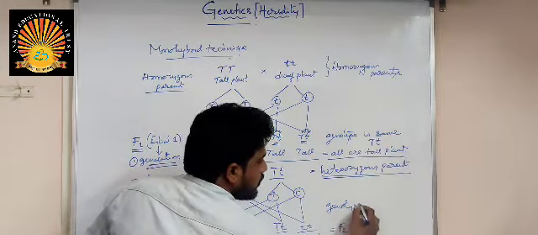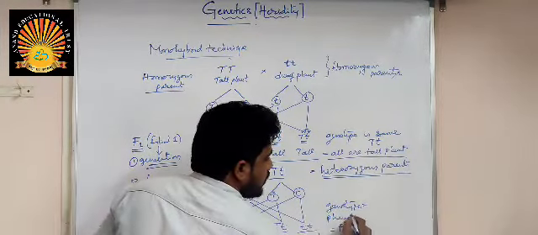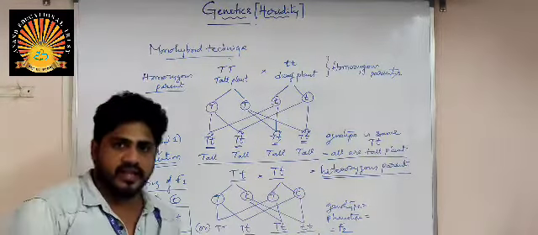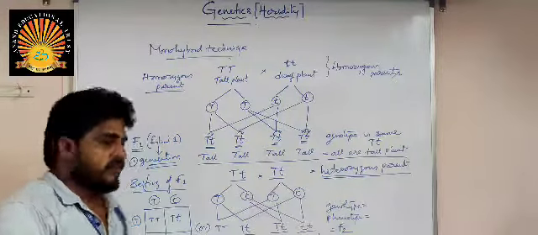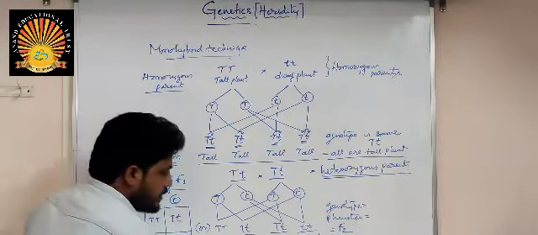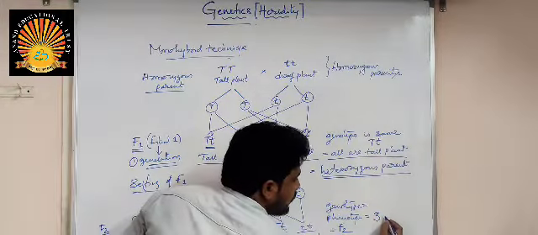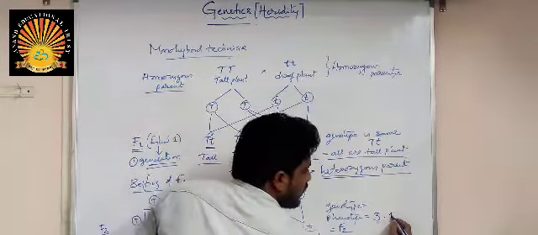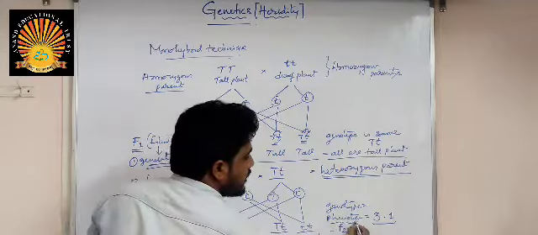the genotype ratio is different and the phenotype ratio is different. Phenotype means what we can see. Look, this is a tall, this is a tall, this is a tall. Three talls are there, and one dwarf is there. So 3:1 is the phenotypic ratio.